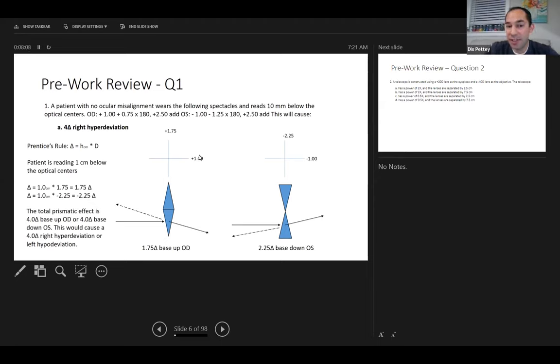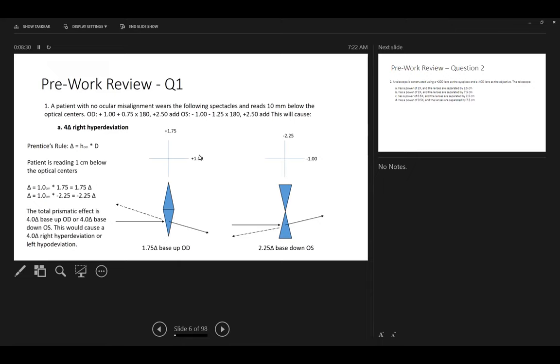If the add powers are the same, I would just ignore the add and then draw that power cross for both eyes, draw your little triangles, and within a pretty quick amount of time, you should be able to take the difference between the two and come up with an answer. Perfect. But yeah, we'll do a few more of these Prentice rule problems as well, because they're high yield on the test, so I hear.